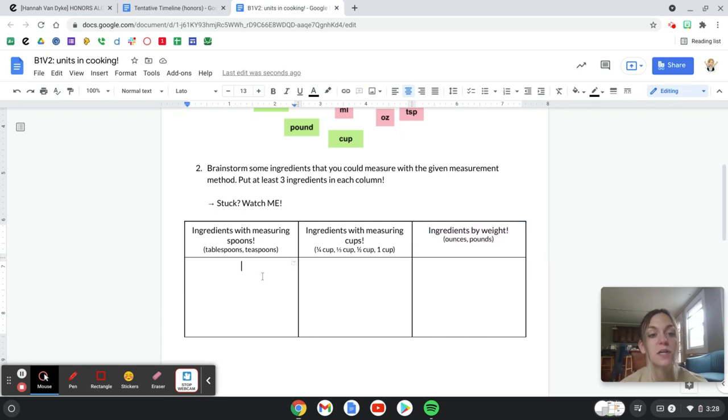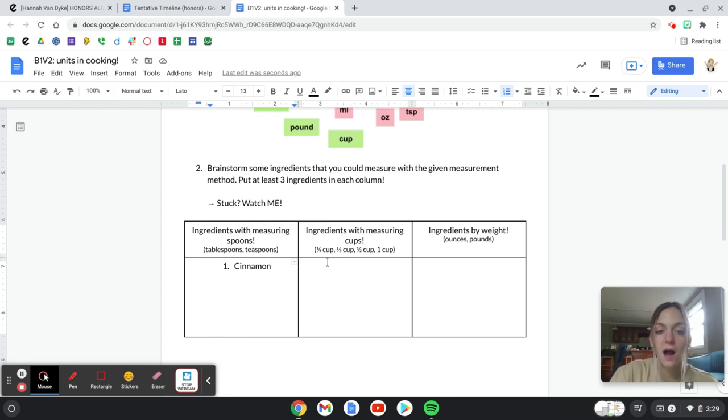Just to get you started off, ingredients with measuring spoons. The first thing that comes to mind to me is like spices. So maybe like cinnamon. Cinnamon. Because usually we don't use large quantities of spices when we're cooking unless you're making something very specific.